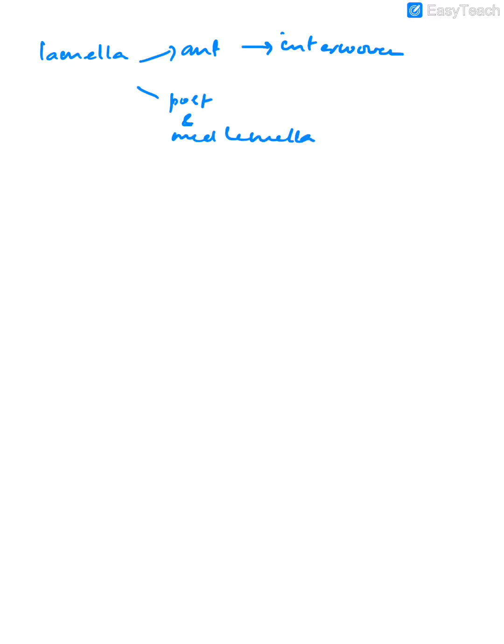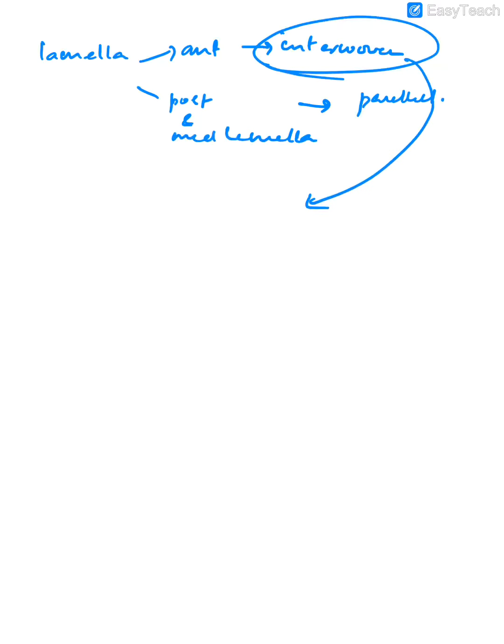And coming to the lamellae, there are anterior lamellae and posterior lamellae. The anterior lamellae are interwoven. The posterior and mid lamellae are parallel, and it is because of the interwoven lamellae that we get the anterior stromal curvature.